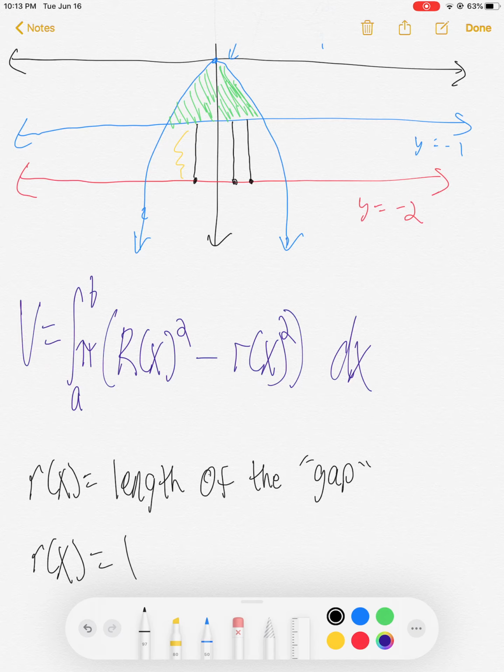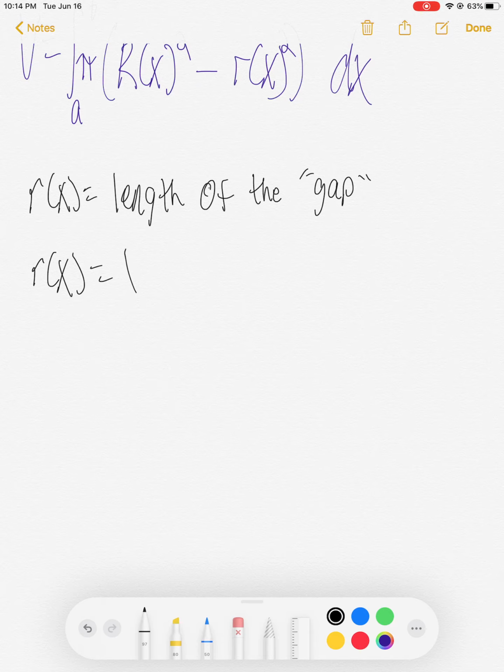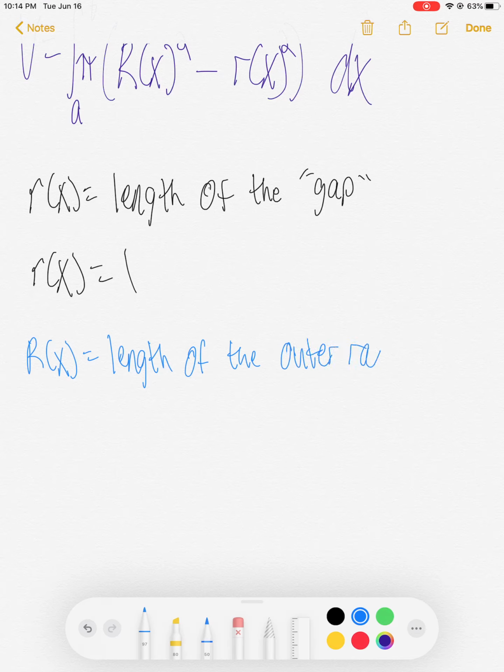Now, we need to find big R. So big R of x is, again, kind of like before, going to be the length of the outer radius. And the textbook calls the gap here, kind of what I'm talking about here, the inner radius.